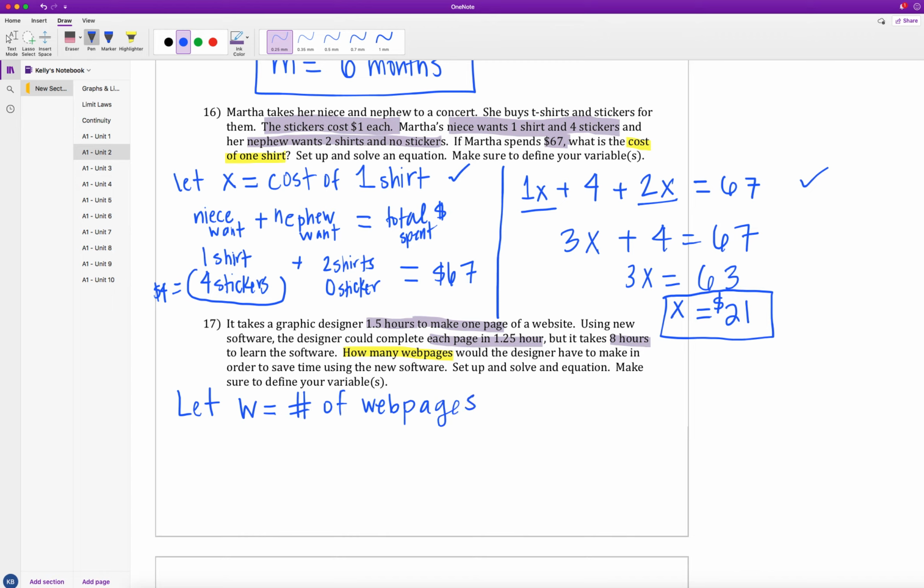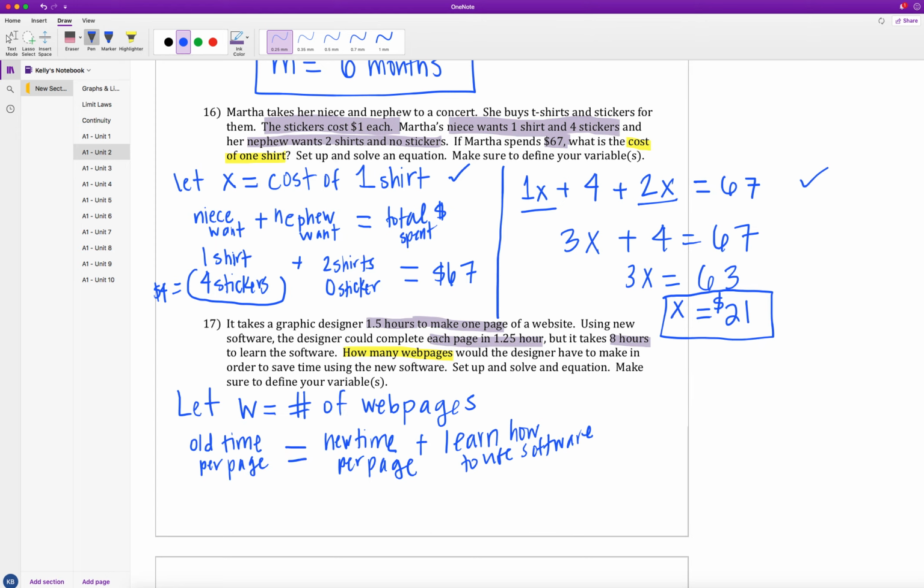The next thing I want to think about is there's a lot going on here. There are 2 ways that he can make these web pages. There's the old way, and he already has the current time for that. So I'm going to say the old time, or the current time. And on the flip side, he has the new time. The new time is less, but he has to learn how to use the software. Both the old time and the new time are per page. And we're trying to figure out, when would those be equal? So when does it outweigh it?